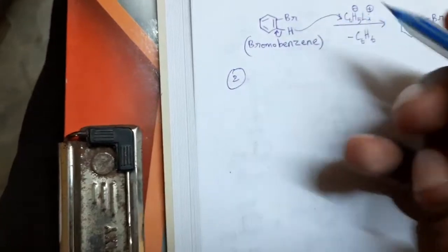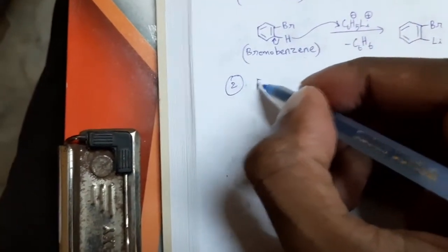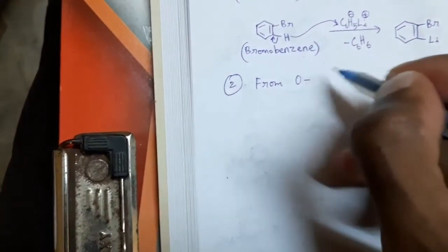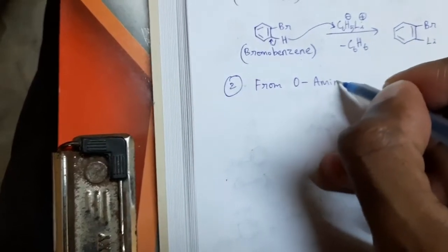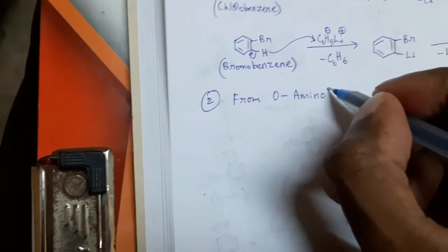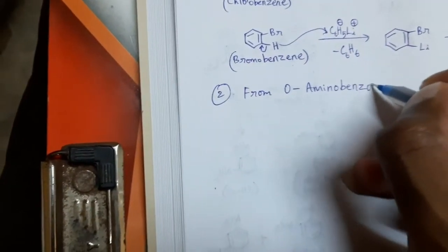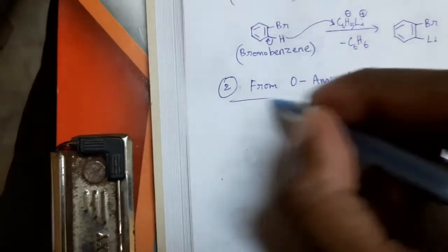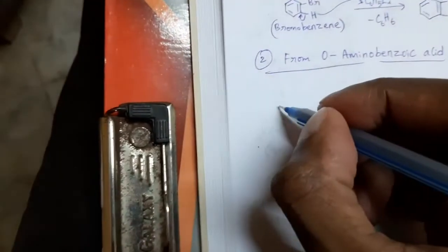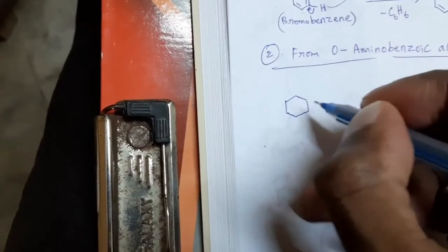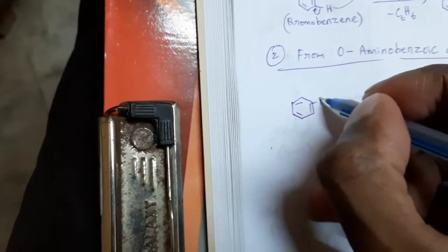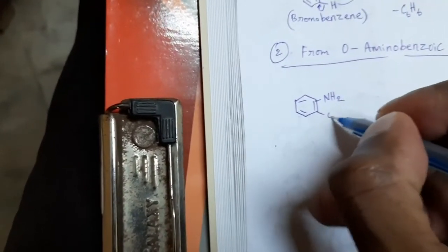Next, second one, from ortho-aminobenzoic acid. See here, adjacent carbon atoms having NH2 and COOH, that is called ortho-aminobenzoic acid.